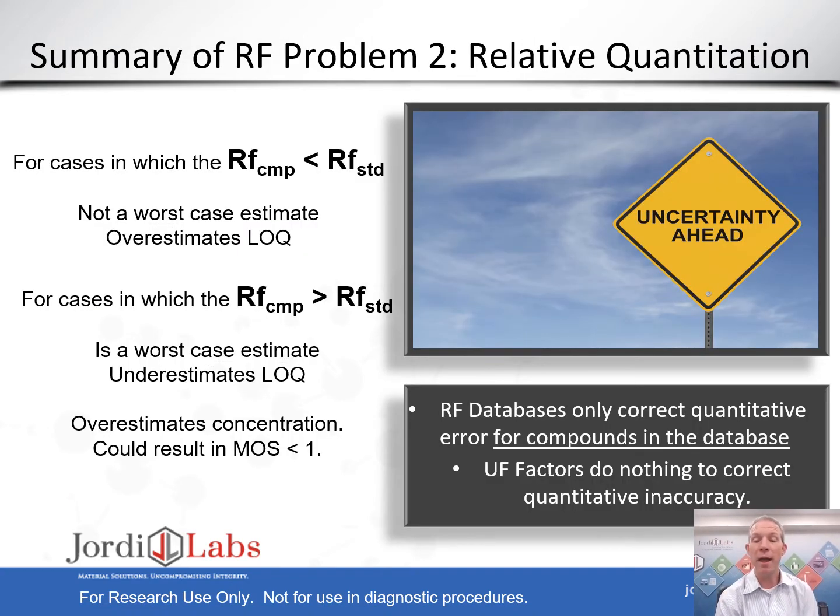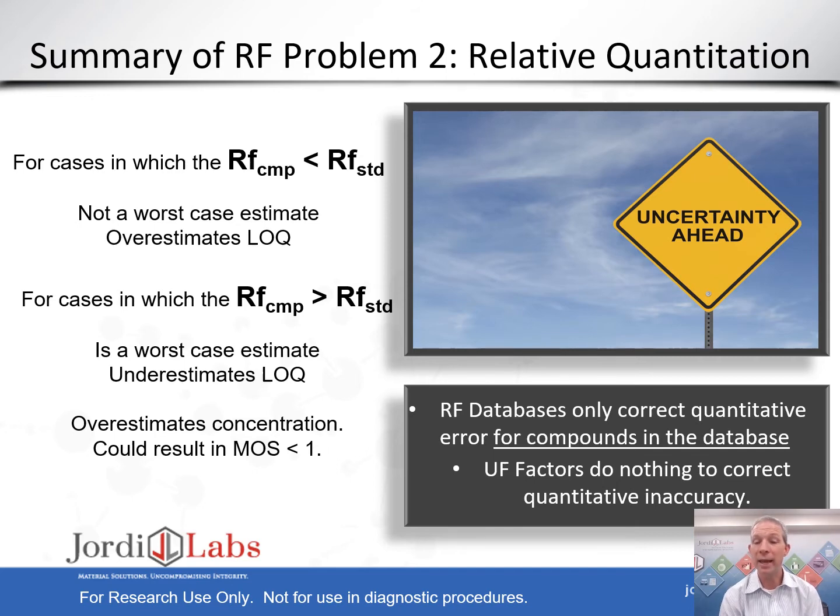So in summary, in regards to the RF problem 2, the relative quantitation issue, we see that when the RF of the compound is less than the RF of the standard, we're not getting a worst case estimate of the concentration, and we're overestimating the LOQ of our compound. When the RF of the compound is greater than the RF of the standard, it is a worst case estimate.